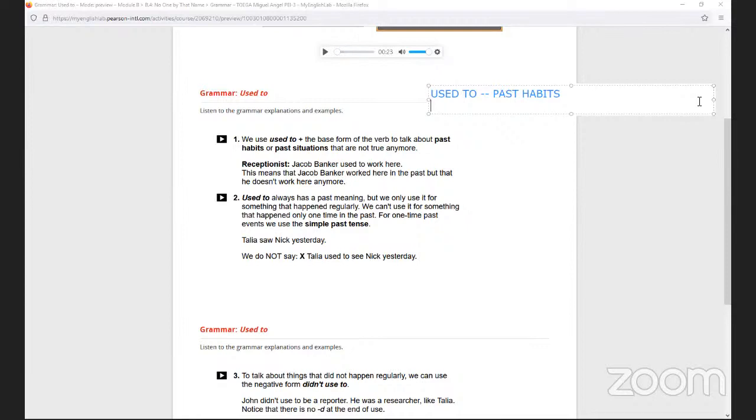For example, let's see the first structure in affirmative, where we always use the auxiliary used to. Used to is solely this form. So: subject, used to, and used to is an auxiliary. We're going to use the verb in base form plus the complement.